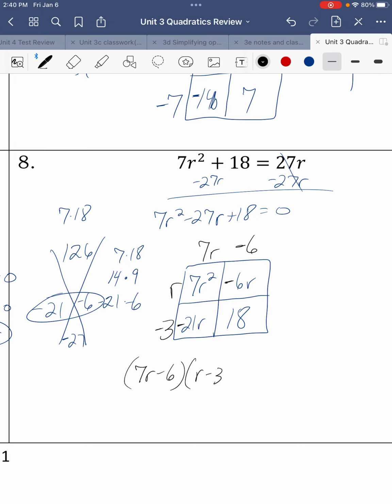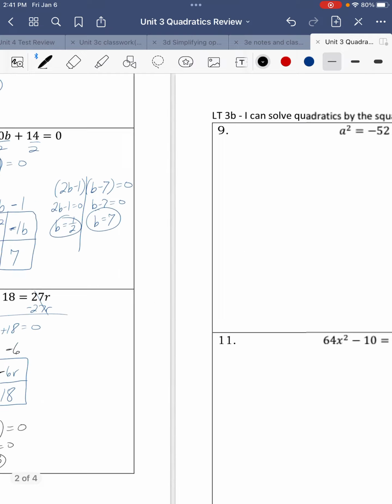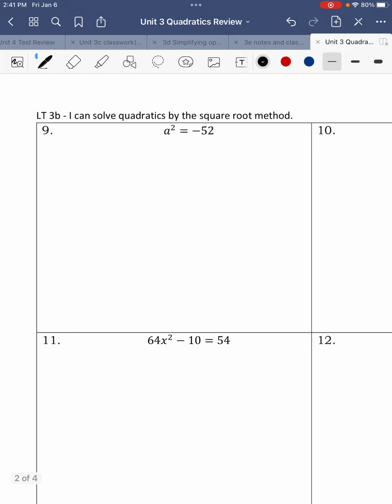So you have 7R minus 6 is a factor. R minus 3 is a factor. And we're going to set each factor equal to 0 and solve. So you're going to add 6, divide by 7, you get R equals 6/7. And we get, add 3, and you get R equals 3.